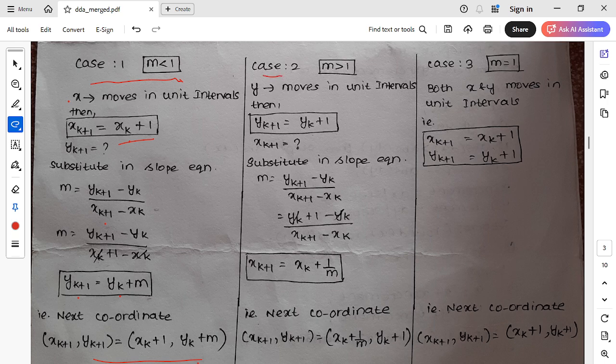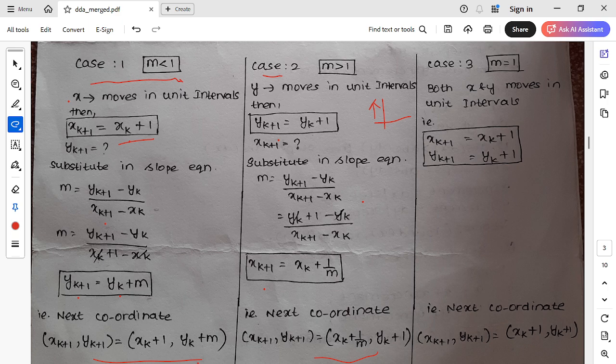The second case is, if my slope is greater than 1. If my slope is greater than 1, then y will move in the unit interval. Then yk plus 1 will become yk plus 1. So I'm going to find the xk plus 1. The same thing, you're going to substitute this xk plus 1 and yk plus 1 in the slope equation. We know that yk plus 1 is yk plus 1, so I'm going to substitute that in place of yk plus 1 minus yk, divided by xk plus 1 minus xk. You're going to cancel the yk and minus yk, and you'll get xk plus 1 to be xk plus 1 by m. So the next coordinate position, that is xk plus 1 comma yk plus 1, will be xk plus 1 by m comma yk plus 1.